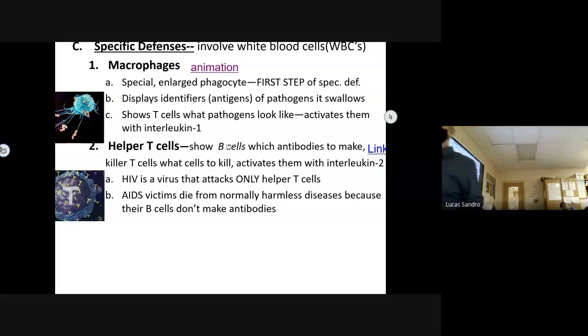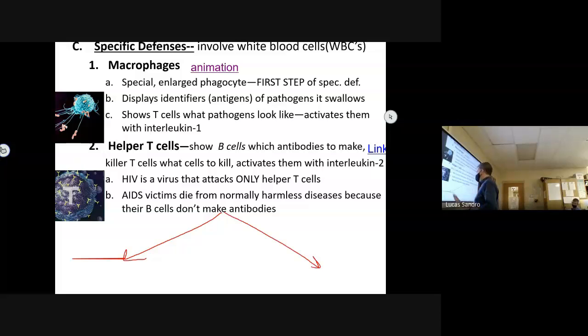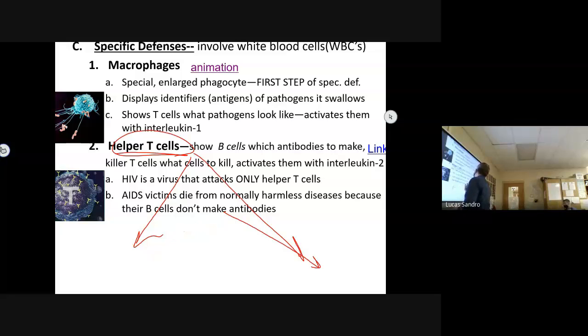All right, so I'm going to have to do something slightly different from how the notes look exactly. You're going to write the same stuff, but I want you to make a branching path. You're going to go two ways from helper T cells. Because both of these things, macrophages and helper T cells, are always going to be involved. From here, we branch into two parts.